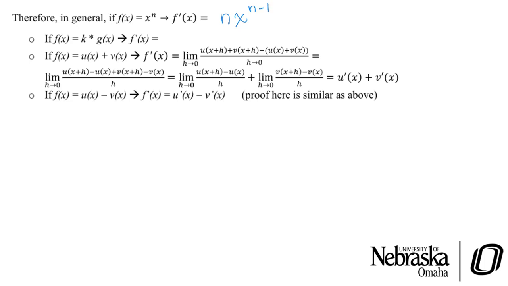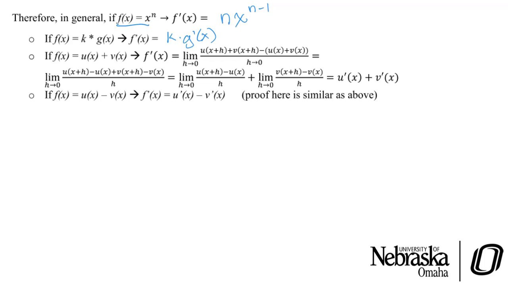So we take the exponent and multiply it in front, and then we decrease the power of the exponent by 1. Okay? If f of x equals k, a constant times g of x, then the derivative is simply equal to the constant k times the derivative of the function. So in other words, the constant k will just stay up front. Okay, so we could take the general derivative like here, but then keep the constant out front and multiply it.